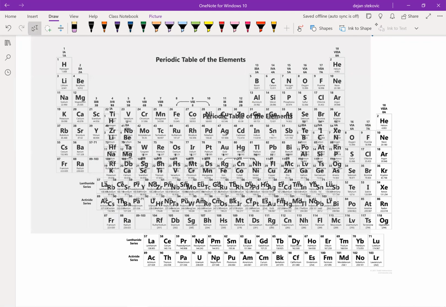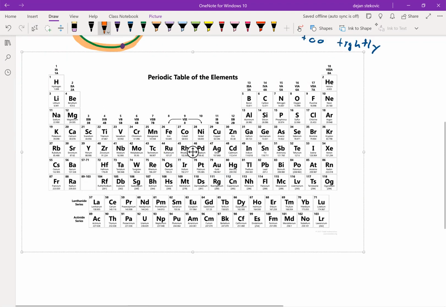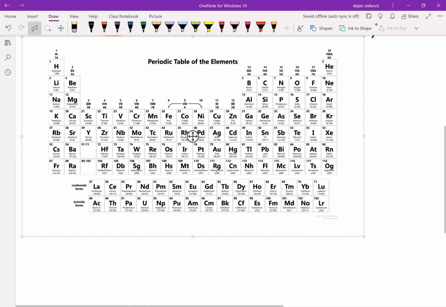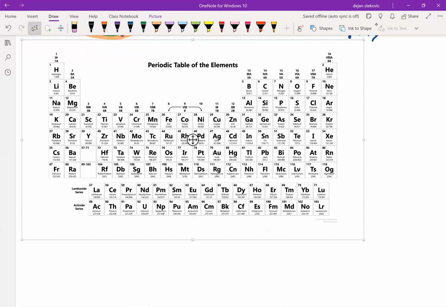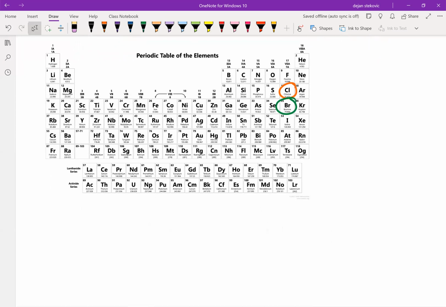And so if we take a look at our handy dandy periodic table, we really want to think in terms of similarities of atoms, right? So for example, if we take a look at chlorine and bromine, they're in the same column or the same group, and thus they must behave similarly. And the reason that they behave so similarly is the fact that they have the same number of valence electrons.